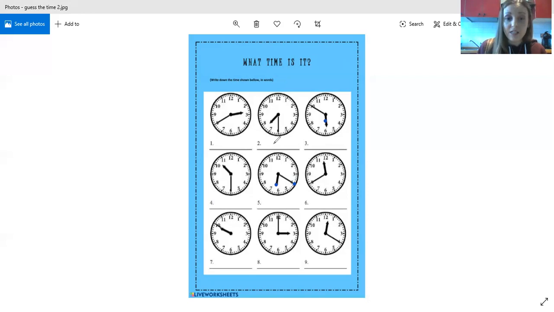Okay, so it is 20 past 6. Okay, next one we have the shorthand almost on 12 and the longhand on 8. So I want you to say out loud what time it is. Okay, so it is 20 to 12. It is almost 12, but it's not 12 yet.